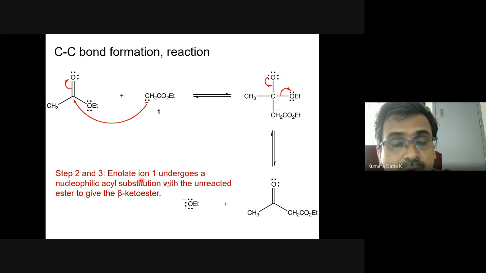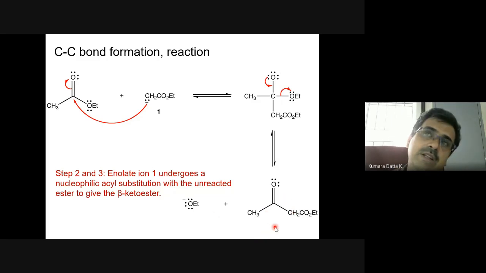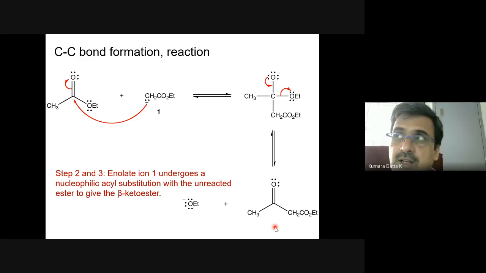So in steps 2 and 3, the enolate ion that has been formed in the previous case undergoes acyl substitution, meaning an acyl group is being added here to give a beta keto ester. Finally, this can rearrange into a double bond, and the ethanol will be leaving to give the beta keto ester. So this is how a CC bond is formed, and it has to do with the Claisen type of condensation.